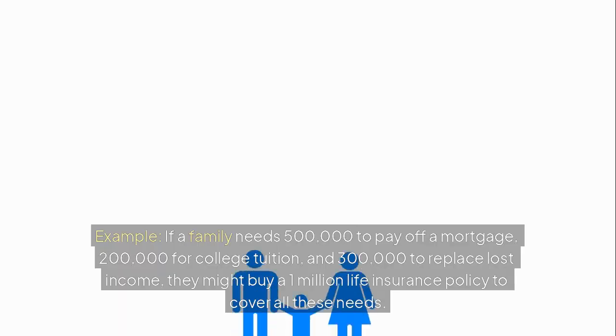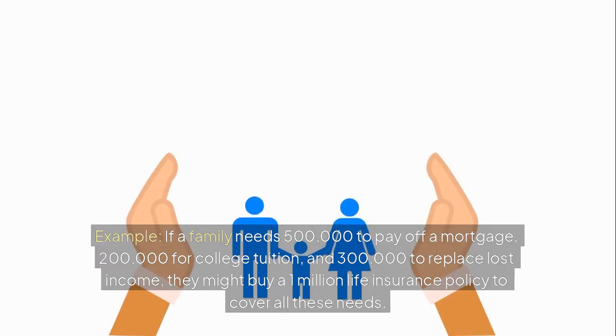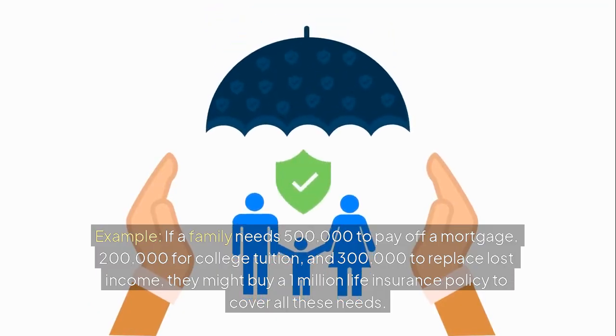Example: if a family needs $500,000 to pay off a mortgage, $200,000 for college tuition, and $300,000 to replace lost income, they might buy a $1 million life insurance policy to cover all these needs.